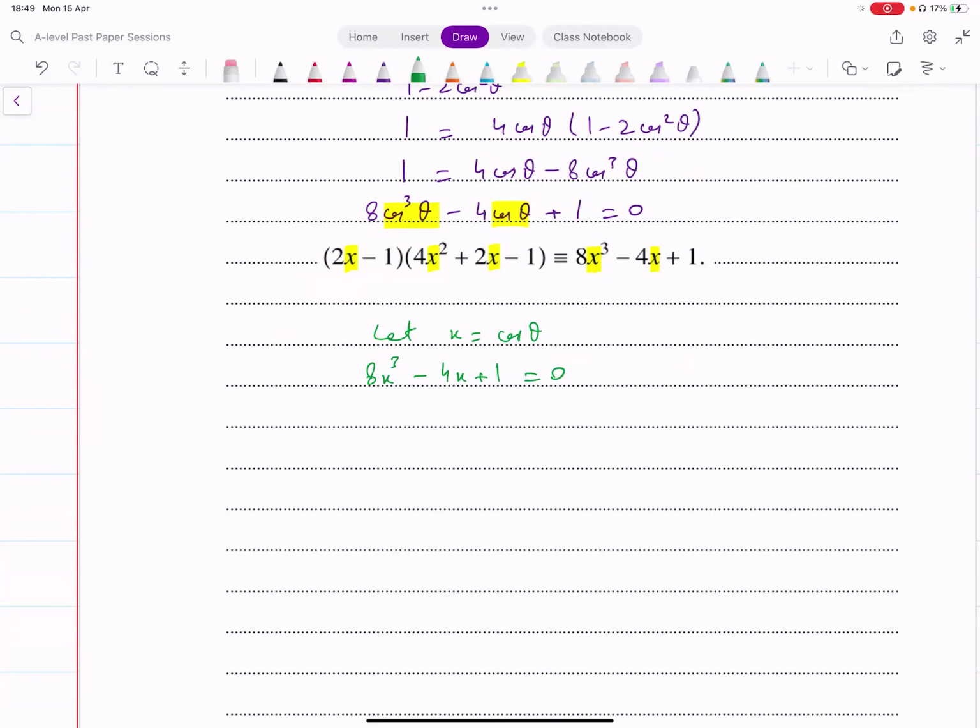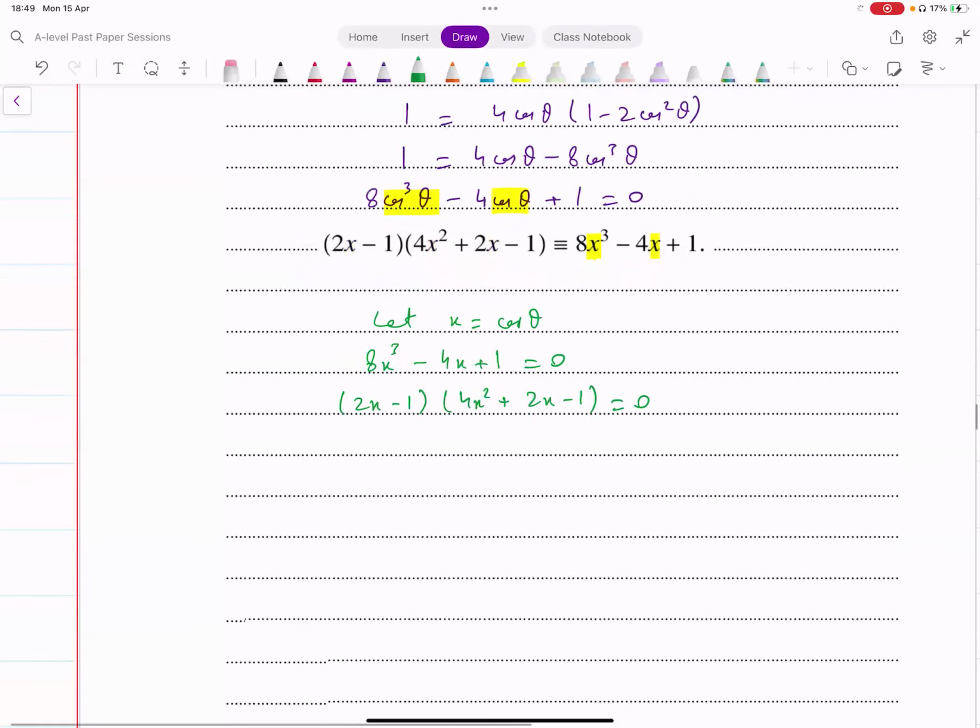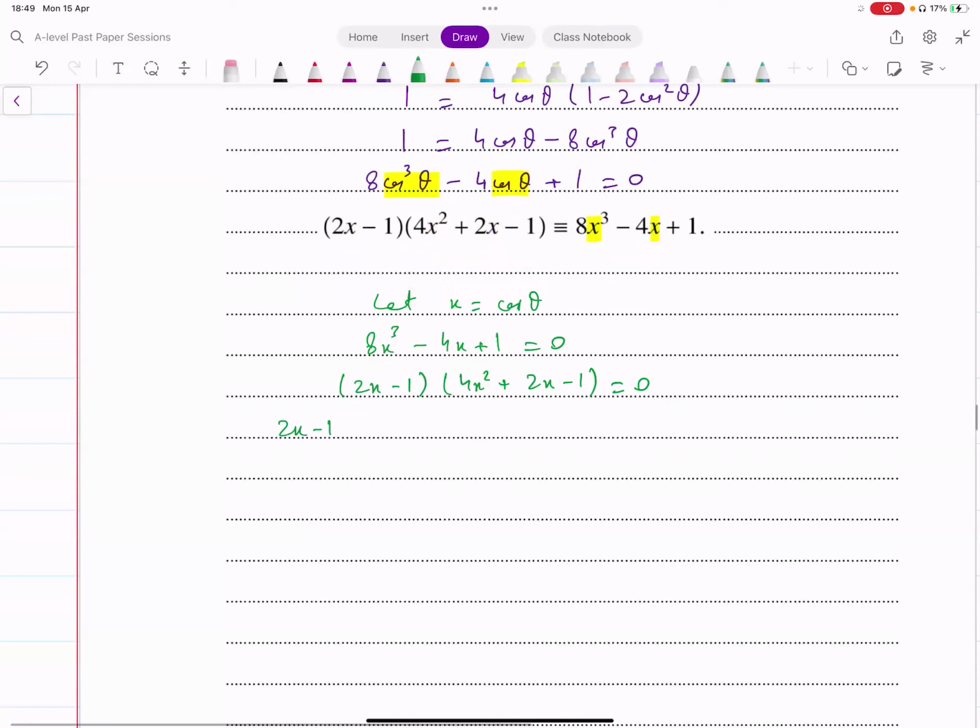And they've already told us the factorized form of that equation. So you can write it in this form now: 2x minus 1 into 4x squared plus 2x minus 1 equal to 0. You can find the values of x from this. Either 2x minus 1 equals 0 or 4x squared plus 2x minus 1 equals 0. You get x equals 1 over 2, or you get this quadratic equation. Can you solve this equation? Can we factorize this? Minus 4. It doesn't look like we can factorize this. We can use the quadratic formula.